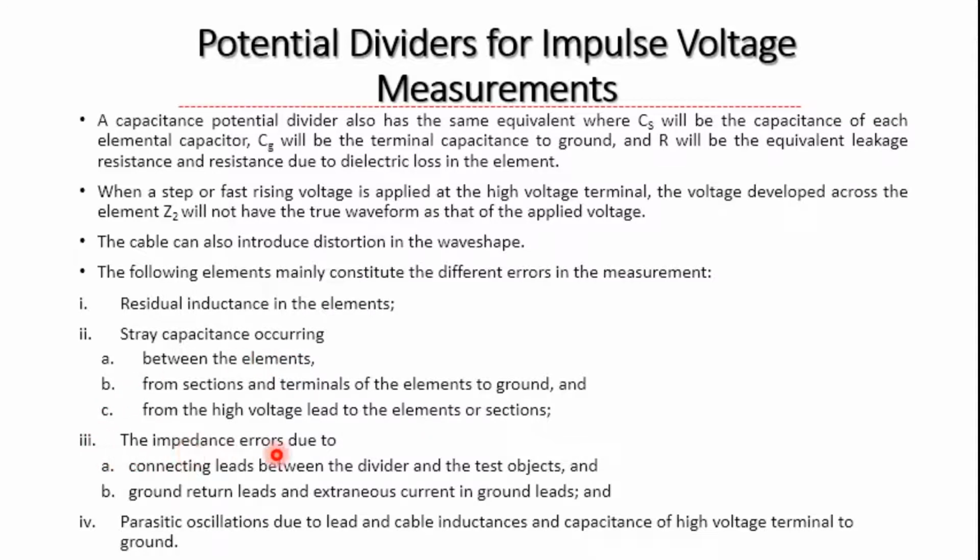There may also be impedance errors due to the connecting leads between the divider and the test object, ground return leads and extraneous current in the ground leads, and parasitic oscillation due to lead and cable inductance and the capacitance of the high voltage terminals to the ground. So all these will come into the picture, resulting in a possibility of errors being introduced into the system. We have to take that into consideration.